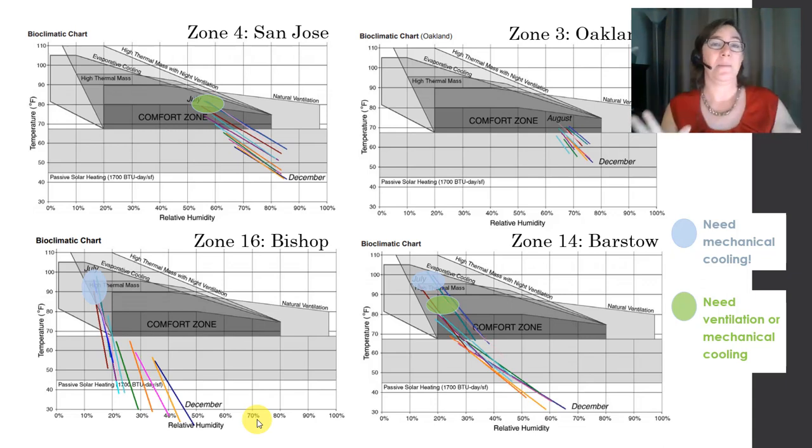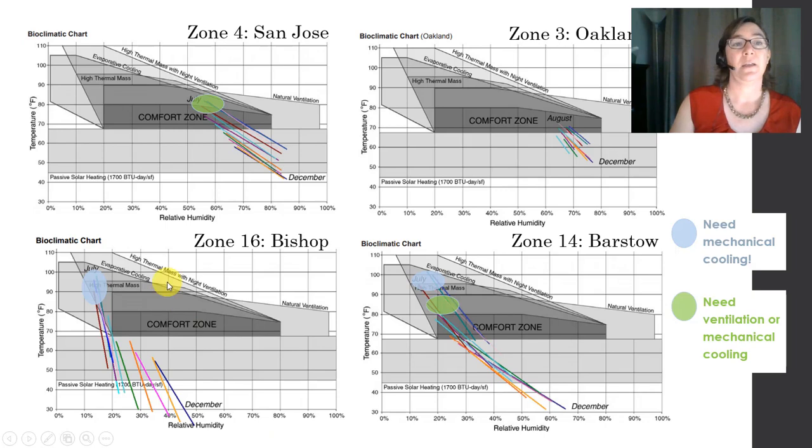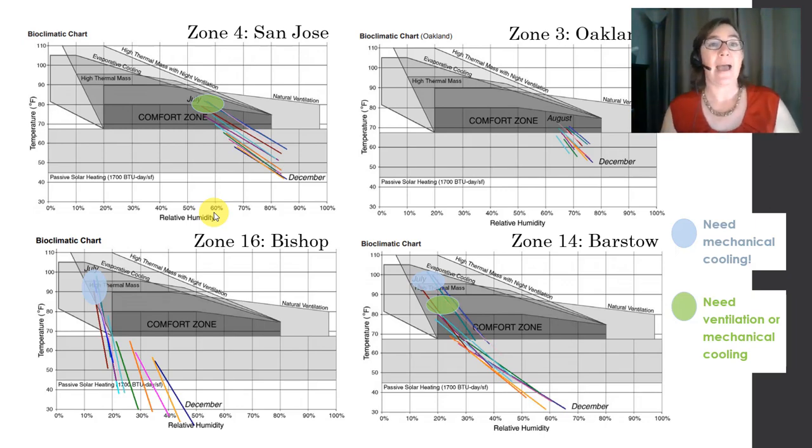Bringing it back to our overview of different climate zones in California, you can see everywhere that I've tagged with this green area are times of year where your occupants are going to be uncomfortable unless you add some ventilation or mechanical cooling.